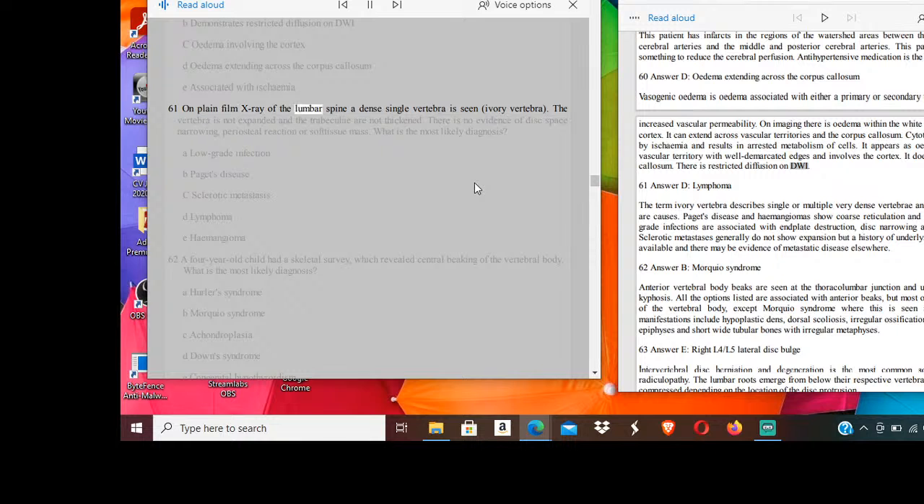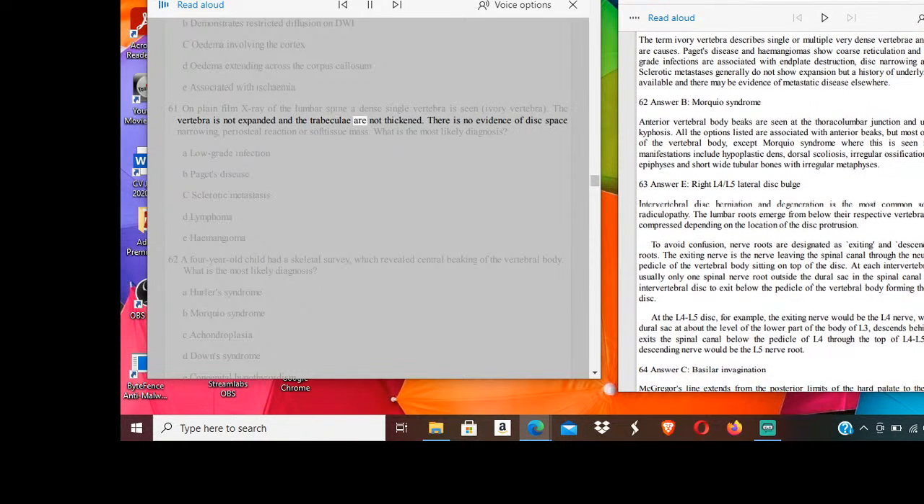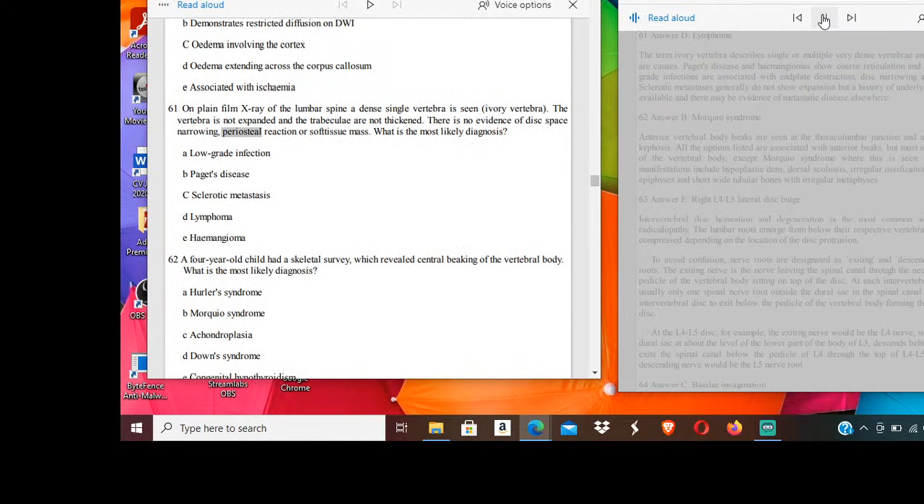61. On plain film X-ray of the lumbar spine, a dense single vertebra is seen, ivory vertebra. The vertebra is not expanded and the trabeculae are not thickened. There is no evidence of disc space narrowing, periosteal reaction. 61. Answer D. Lymphoma. The term ivory vertebra describes single or multiple very dense vertebrae, and all the options listed are causes.